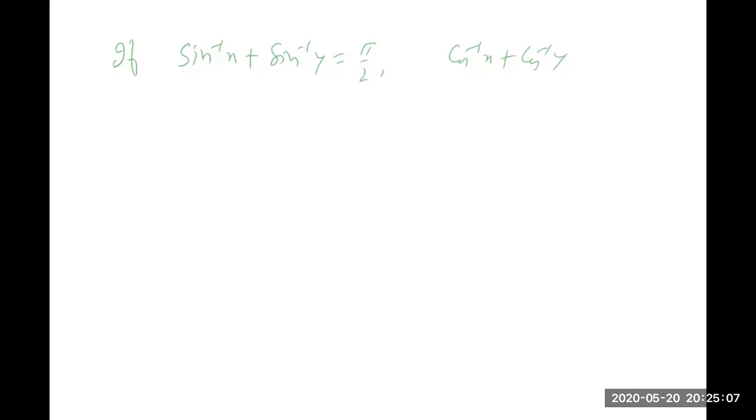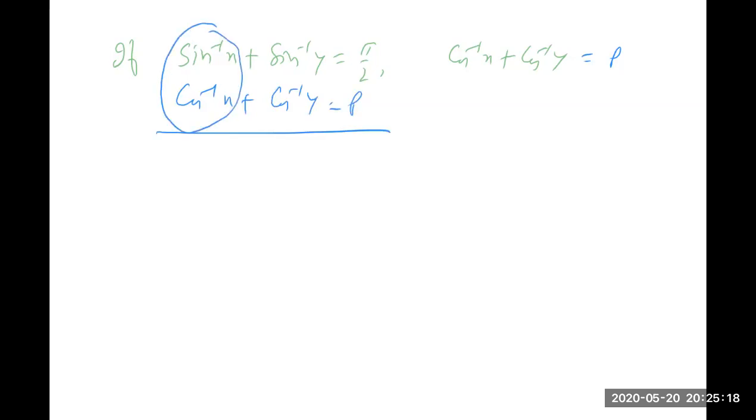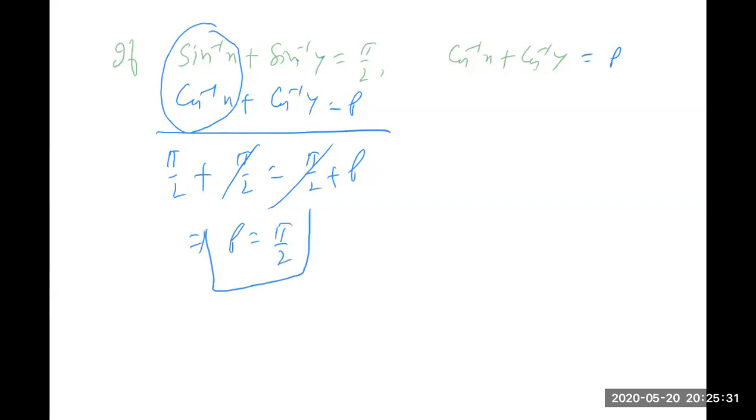Okay, let us assume this is equal to p. I don't know what is the value. Add both. Cos inverse x plus cos inverse y is equal to p. Now sin inverse x plus cos inverse x is how much? Pi by 2. This is how much? Sin inverse y plus cos inverse y. Pi by 2 is equal to pi by 2 plus p. So this will cancel. This implies p is equal to pi by 2.